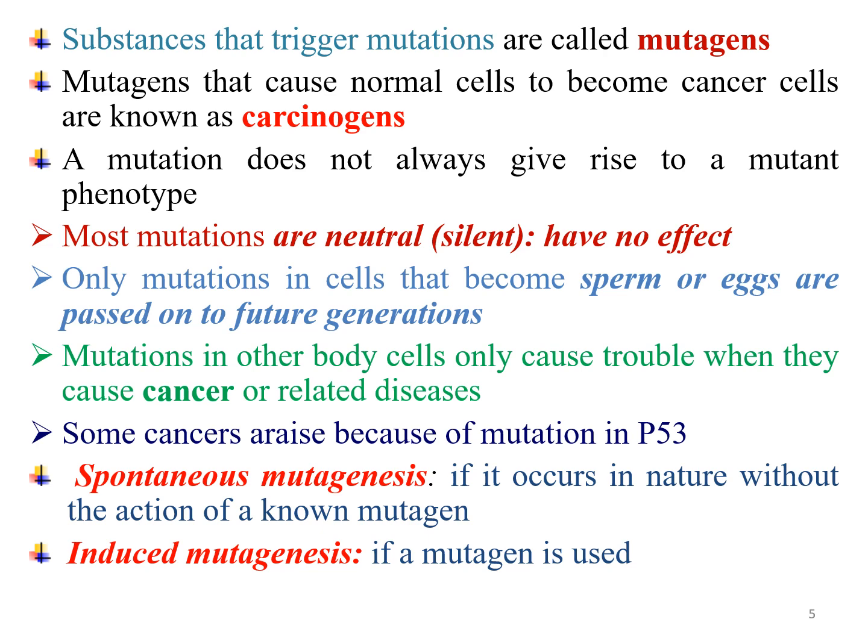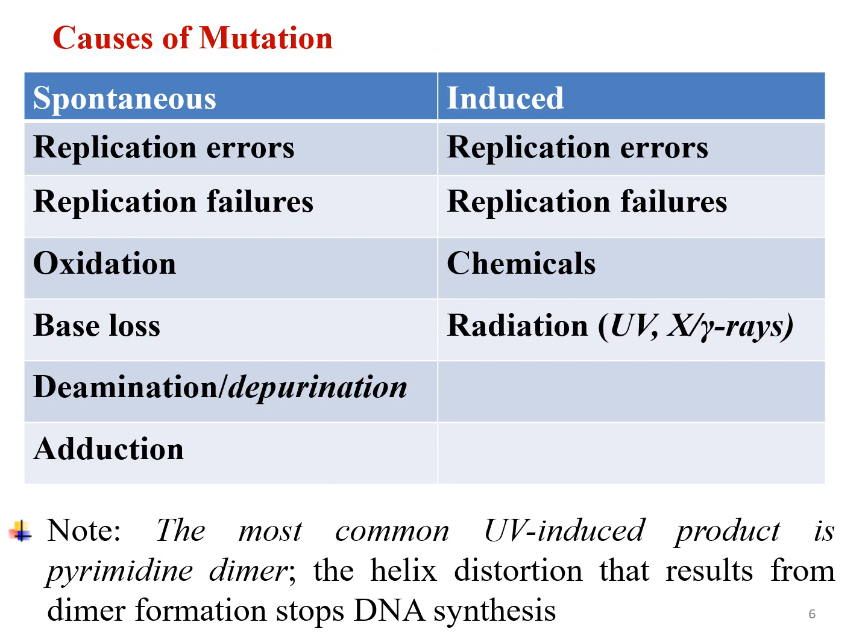Mutation can be divided into two types: spontaneous mutation and induced mutation. Spontaneous mutation occurs in nature without the action of a mutagen, and induced mutagenesis occurs when it is caused by a mutagen. The causes of spontaneous mutation include replication errors, replication failures, oxidation, base loss, deamination or depurination, and adduction. Induced mutation can be associated with chemicals and radiation like UV, X-ray, or gamma radiation.